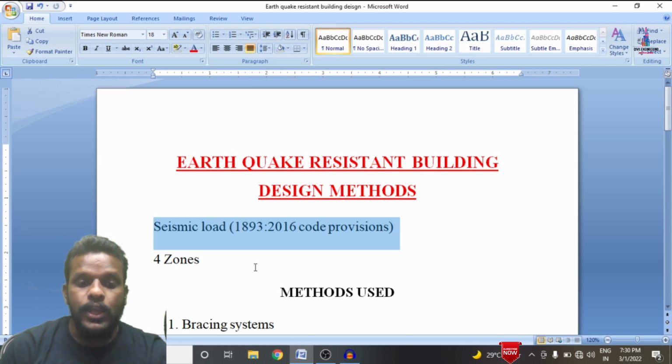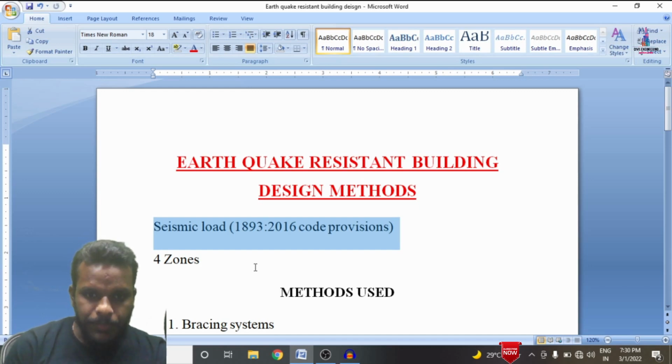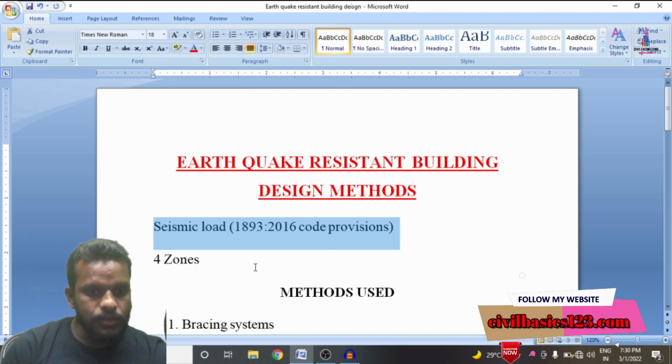As per the seismic code provision, the seismic zones are classified into 4 categories: zone 2, zone 3, zone 4 and zone 5 seismic conditions. For example, zone 2 has a Z coefficient factor of 0.10, and this zone is called the low seismic zone. The next one is zone 3, which has a seismic coefficient factor of 0.16, and this zone is called the moderate seismic zone.